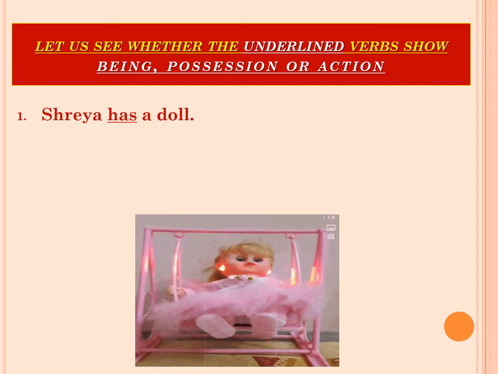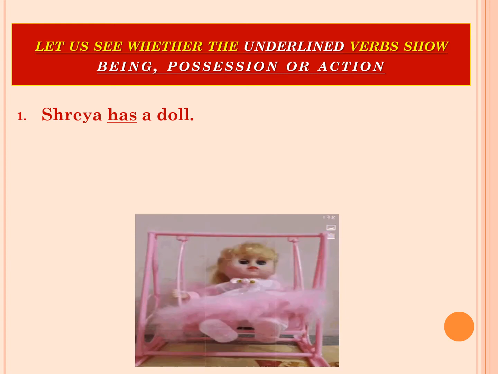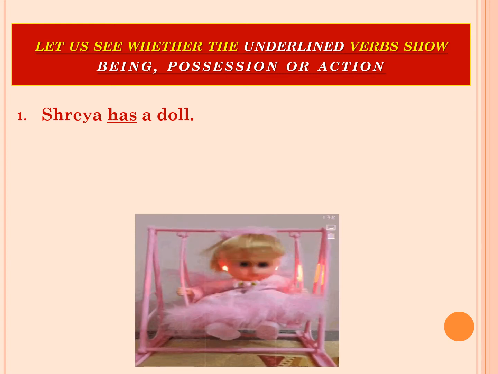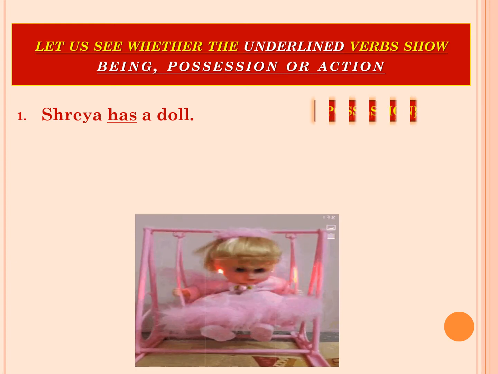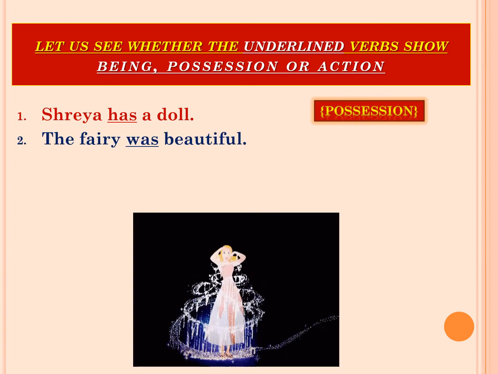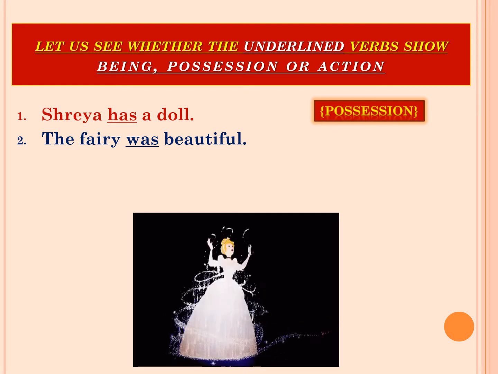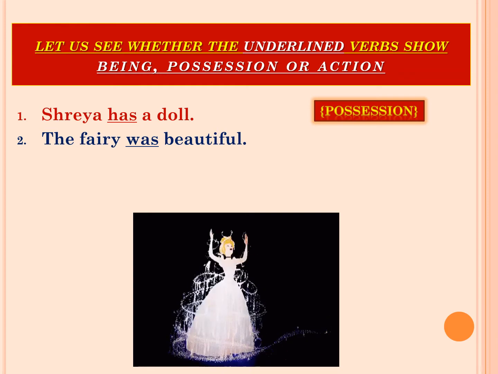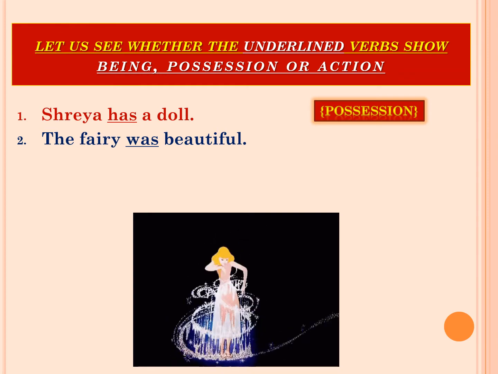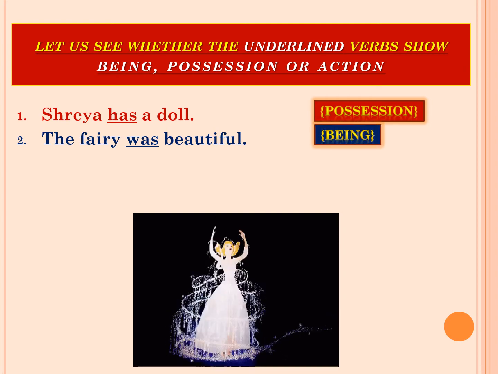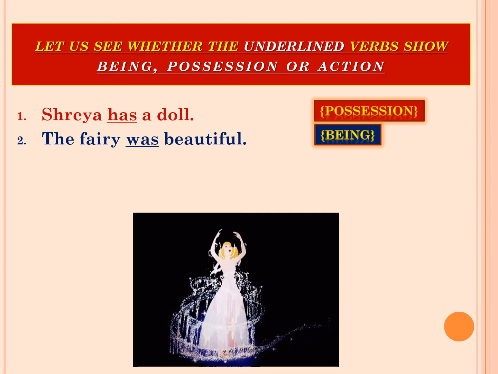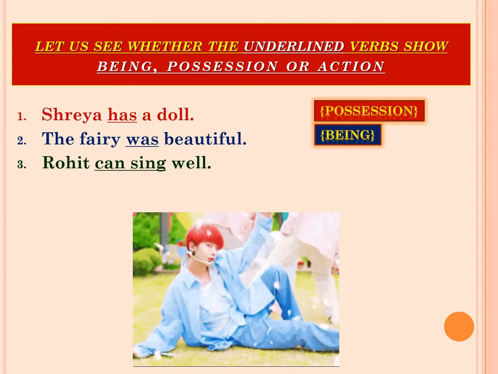Shreya has a doll. Here the underlined word is has. And this word has is showing what Shreya possesses. That means has is showing possession, and that is a verb. Moving on to the second one. The fairy was beautiful. The verb here is was, and was is showing us the state in which the fairy was. That means it is a being verb, because it is showing the state or condition in which the subject is.